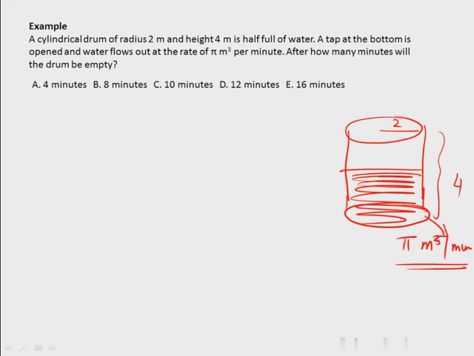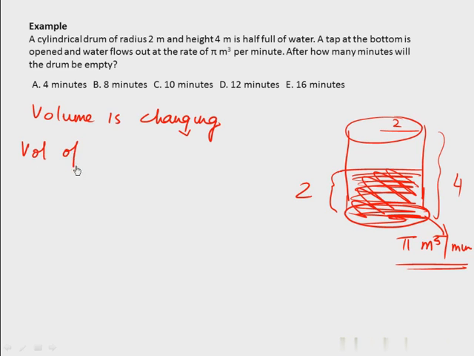So what's changing when I open the tap? Well, the water is flowing out from inside. So the volume is changing. Volume of what? The volume of water is changing. How many minutes before the drum is empty? So what's the volume of water in the beginning? This is the volume of water in the beginning. So the volume of water is in the shape of a cylinder with radius 2 and height 2 because it's half full.